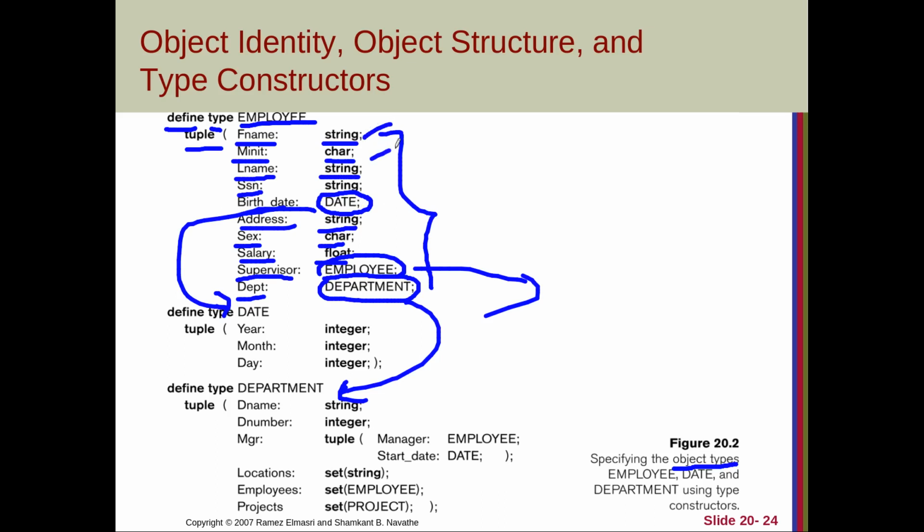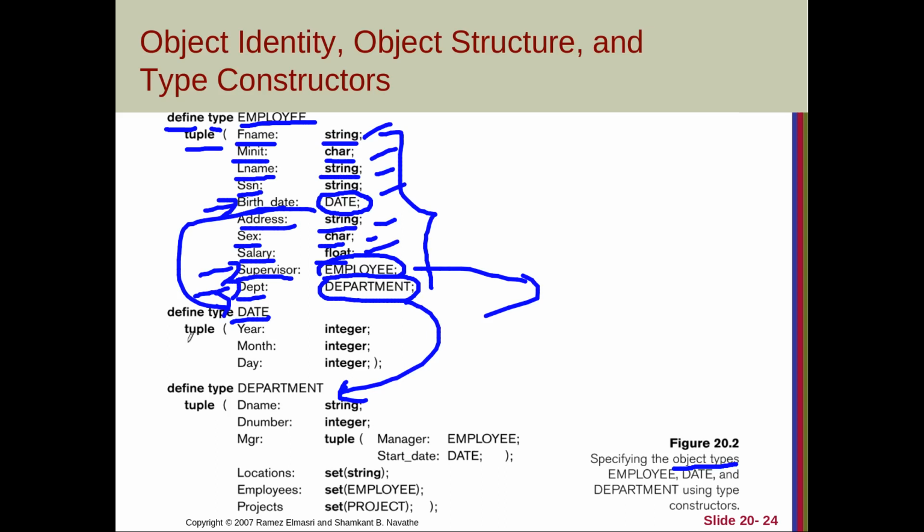Built-in types are string, char, float, etc. DATE, EMPLOYEE, DEPARTMENT, all these are user-defined types. So these fields are depending on user-defined types. User-defined types are represented in capital letters only in object-oriented databases. So this portion is over. So here after this, just put a bracket and put a semicolon. Then I am going to define this type separately.